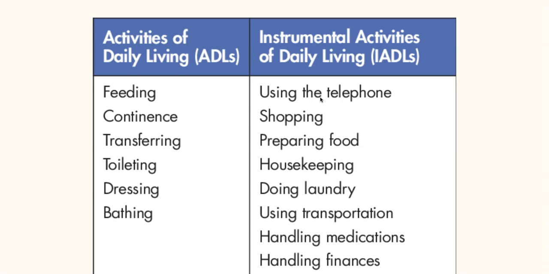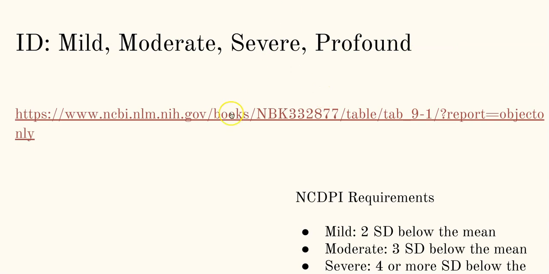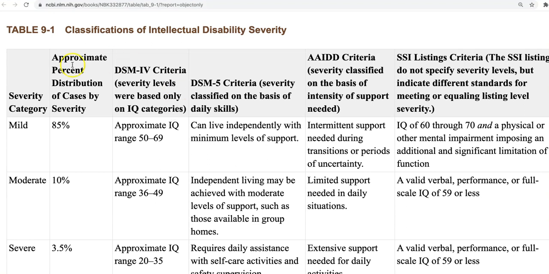And then we've also got instrumental activities of daily living, which is using the telephone, shopping, preparing food, housekeeping, laundry, using transportation, handling your own medications, and your own finances. We can look at mild, moderate, and severe, and profound.